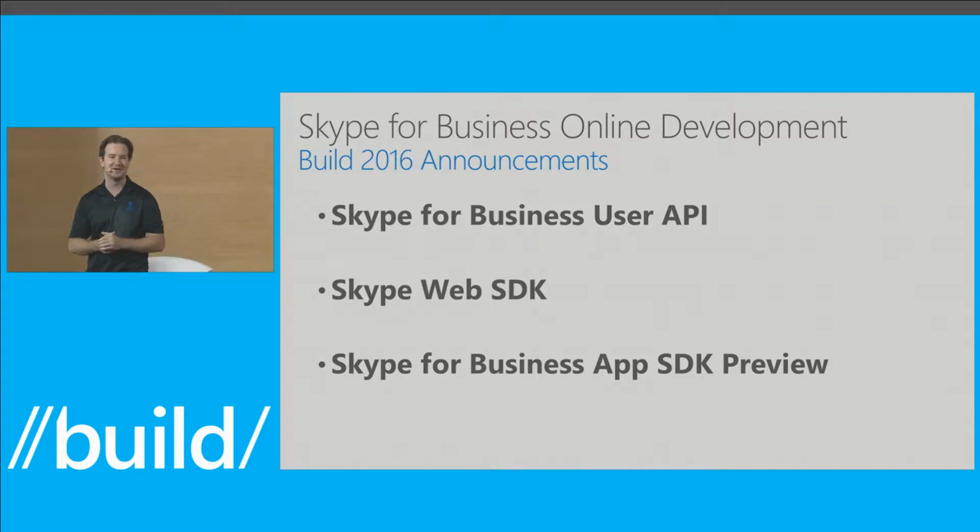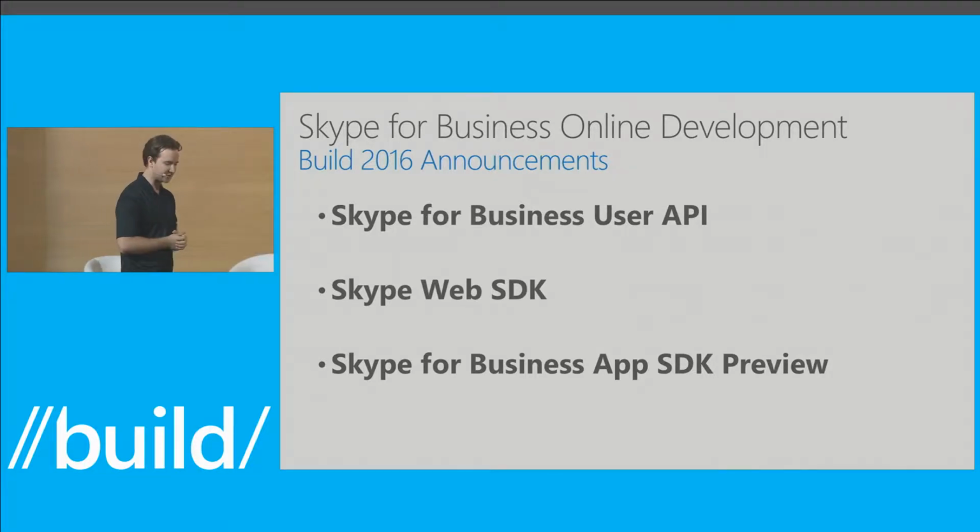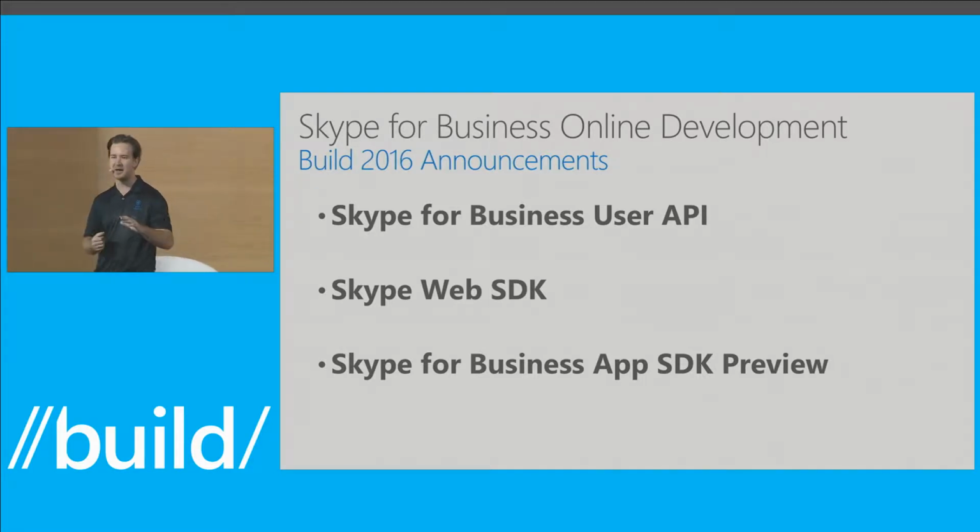We're very excited this week to announce some new opportunities for developers to embed conversations directly within their own applications. And so we made 3 key announcements and launches this week. The first is our Skype for Business user API for Skype for Business online. Essentially, that is our RESTful interface for programming cross-platform applications that embed conversations and collaboration directly within your applications.